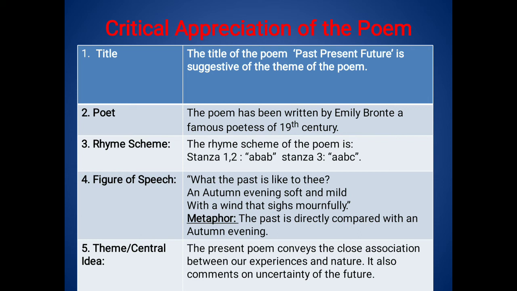So now I'm going towards the next point, the theme or central idea of the poem. The present poem conveys the close association between our experiences and nature. Whatever good or bad experiences we have had in the past, in the present, or maybe will have in the future, all the experiences are related with nature. Nature imagery is used. It also comments on the uncertainty of the future.